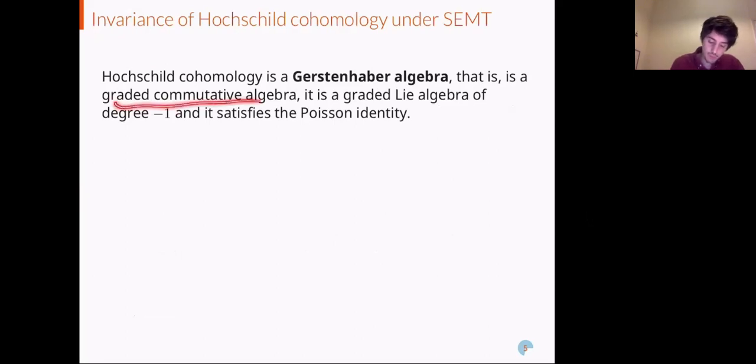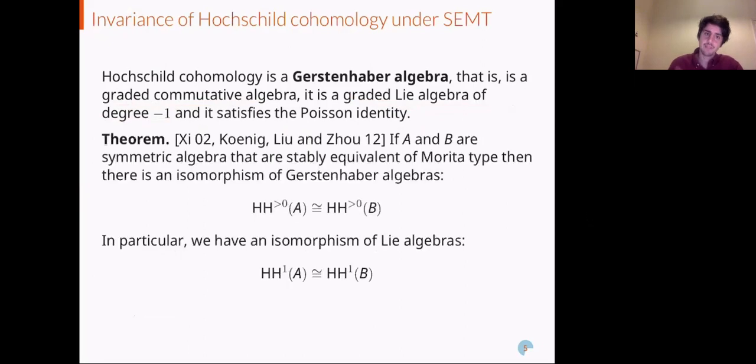So this means it is a graded commutative algebra with respect to the cup product, and a graded Lie algebra of degree -1. And there is also a compatibility condition between these two structures, which is called the Poisson identity. And well, an important theorem, partially due to Xi and partially to Koenig, Liu, and Zhou, says that if we have two symmetric algebras A and B, which are stably equivalent of Morita type, then we have an isomorphism as Gerstenhaber algebras between the positive part of the Hochschild cohomology of A and the positive part of the Hochschild cohomology of B. So in particular, we have an isomorphism of Lie algebras between HH1 of A and HH1 of B.